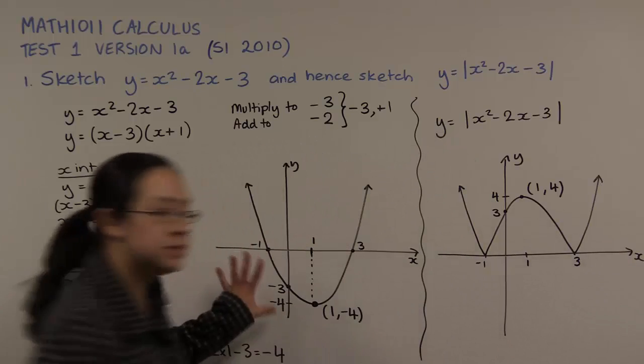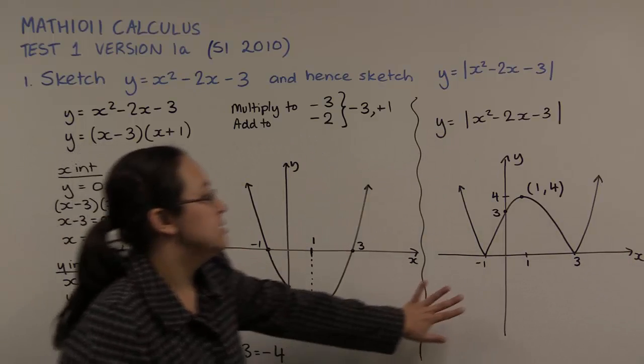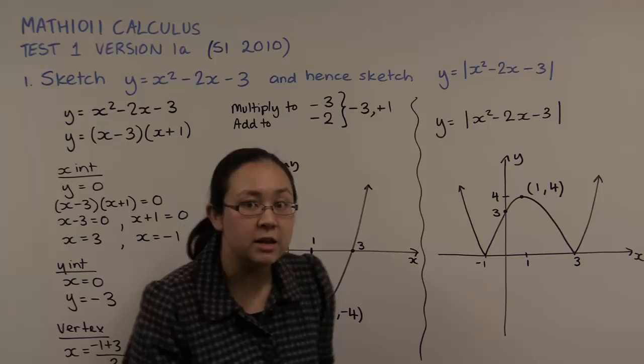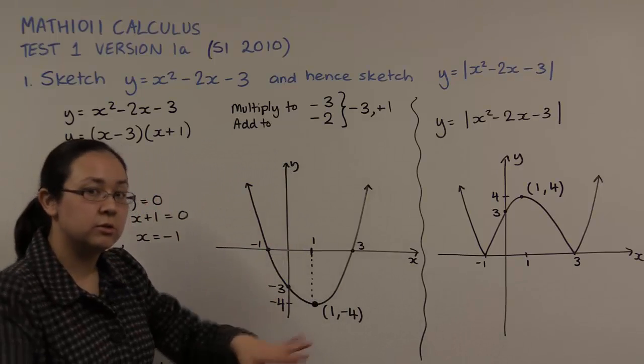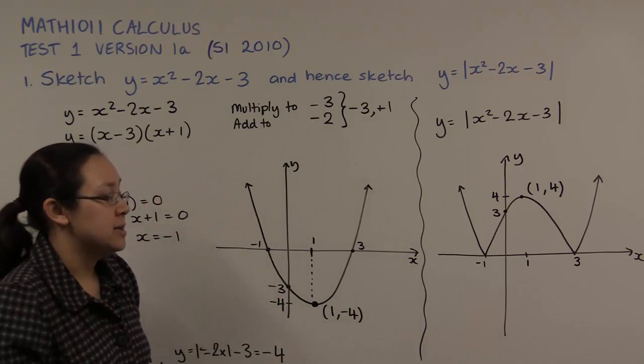So our first graph is just a graph of the parabola, and our second graph is the absolute value graph, where we reflected all the negative sections about the x-axis.